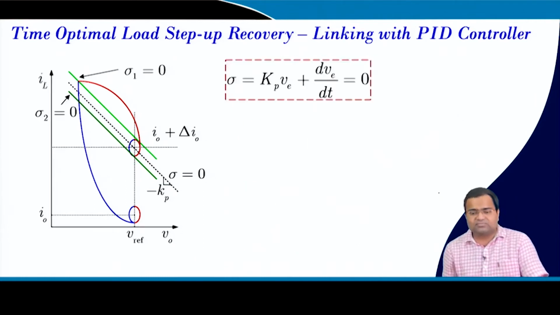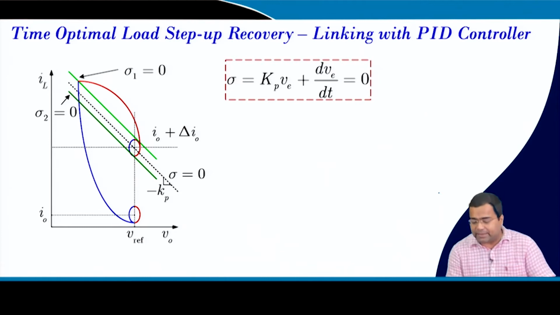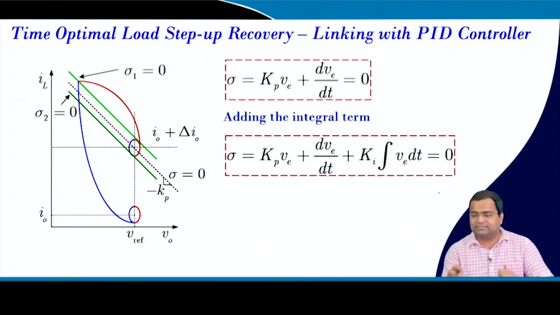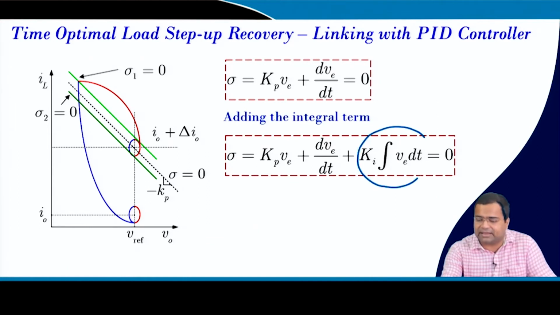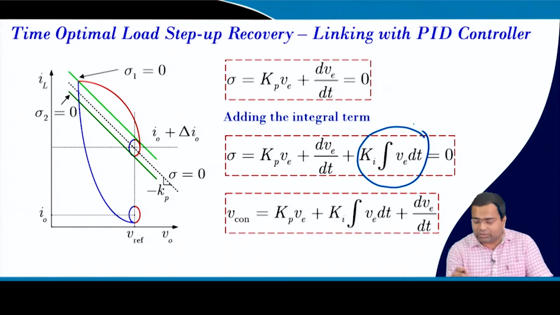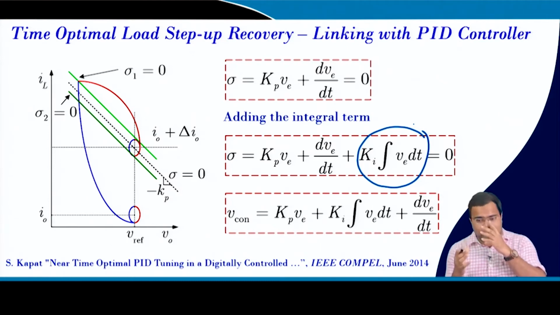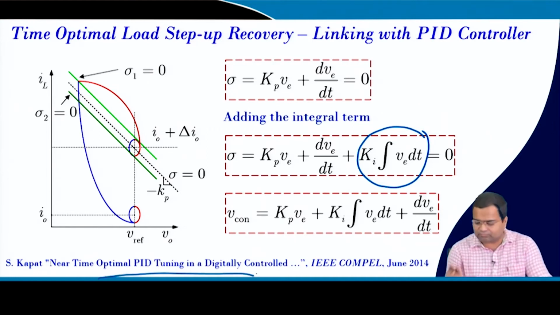Okay. Now, this sigma Kp into error voltage, if we add an integral term, that means we have an integral term into the integral of the error, right. So, what will we get? Then the whole thing will look like a PID controller. Okay, see a PID controller formulation. So, in a buck converter, we can show that this actually represents a PID controller, and this has been reported in this paper.